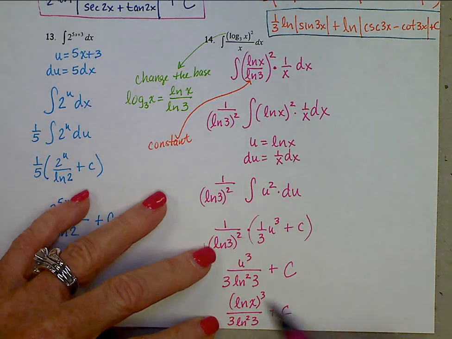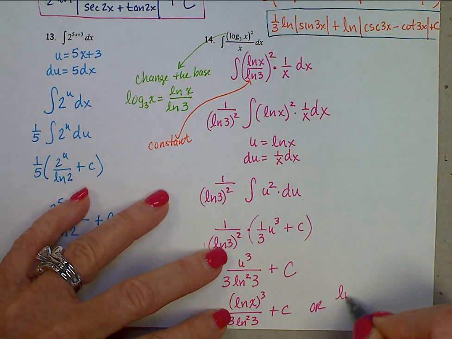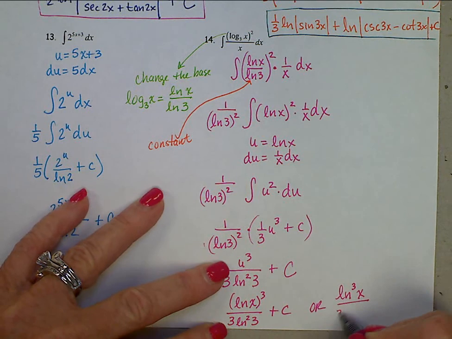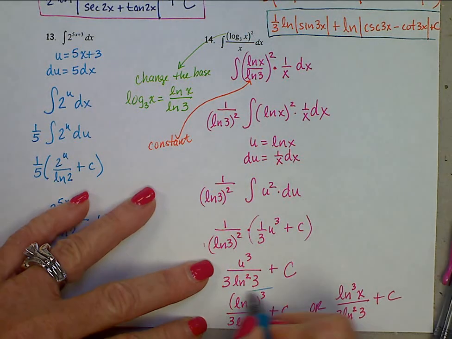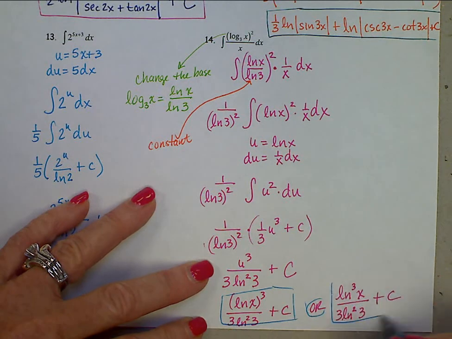Now you could, if you want to, write this as ln cubed of x divided by 3 ln squared of 3 plus a c. Either one of these answers is perfectly acceptable.